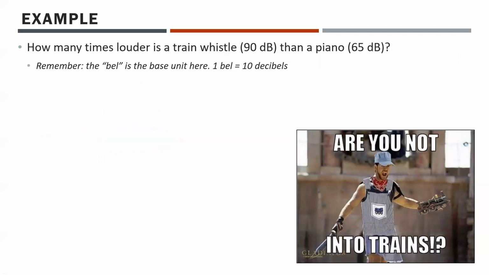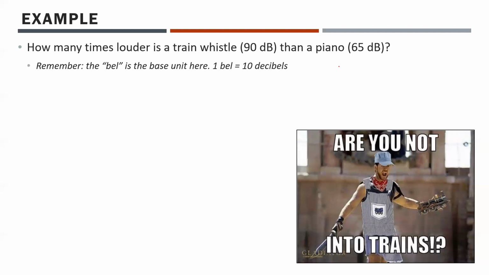How many times louder is a train whistle, which is 90 decibels, than a piano? That actually sounds too low, a train whistle only being 90 decibels, because that power saw earlier was 120. You'd think it'd be louder than that. But anyway, I won't argue with it. Let's say train whistle, 90 decibels, then a piano, which is 65 decibels.